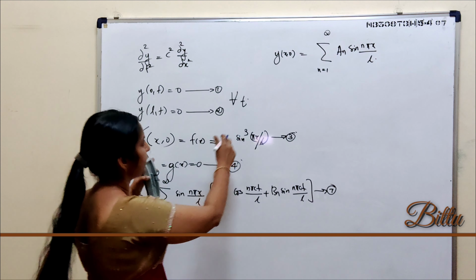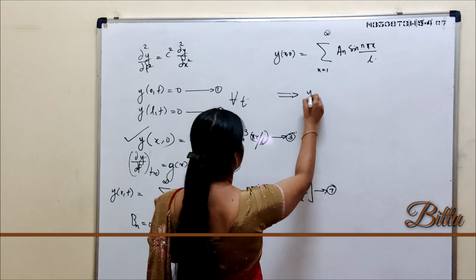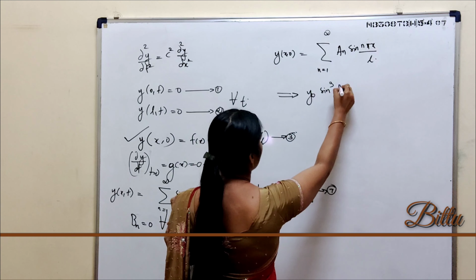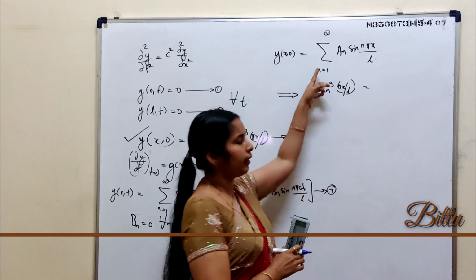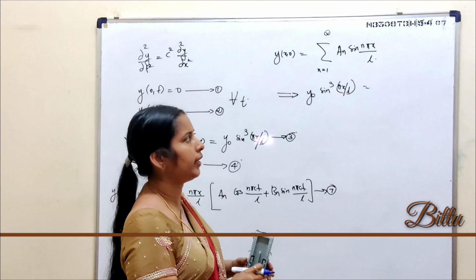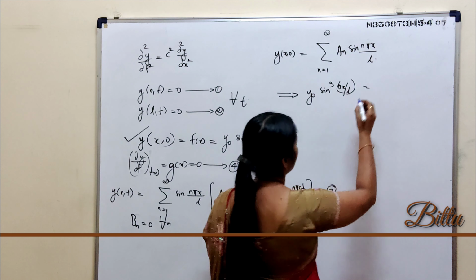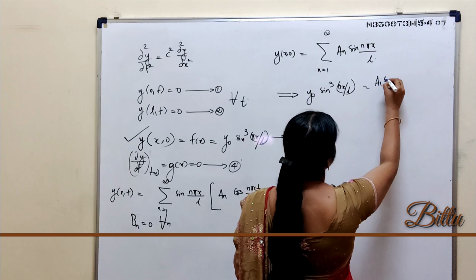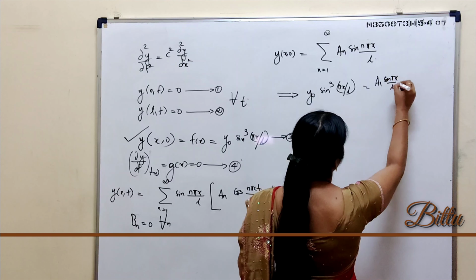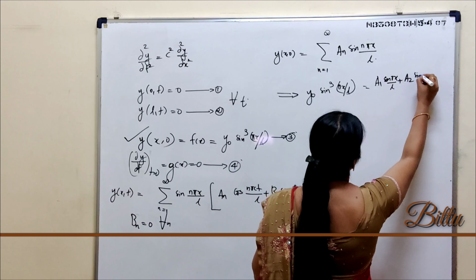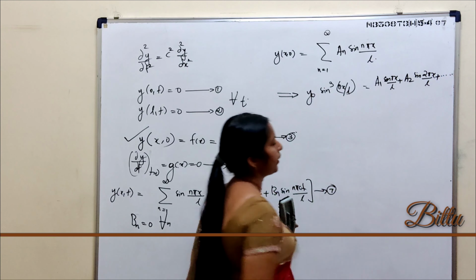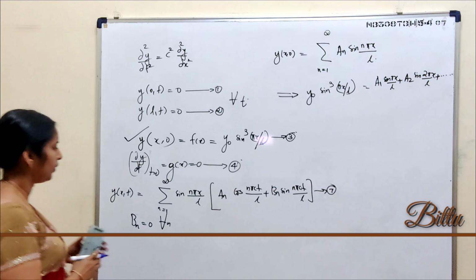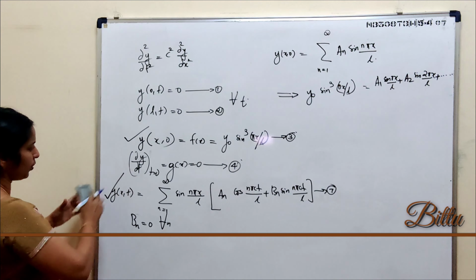Here y0 is given as y0 into sin cube pi x by L. It is equal to sigma an sin n pi x by L. You put n equal to 1, so a1 sin pi x by L plus a2 sin 2 pi x by L plus a3 sin 3 pi x by L, etc. See, this is our y of x, t.